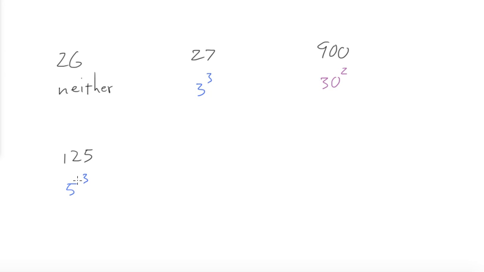All right. What about 729? Is that a perfect square? It is. What else is it? It's also a perfect cube. So first, let's do the cube. The cube is 9 cubed. And the square was 27 squared. Okay?